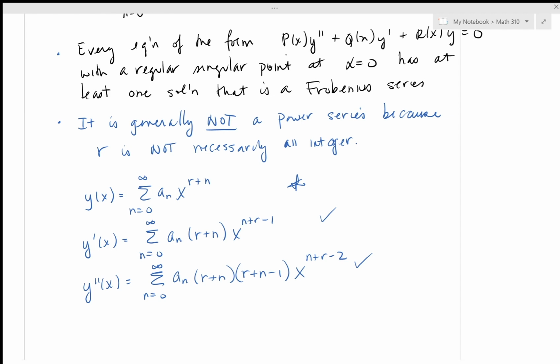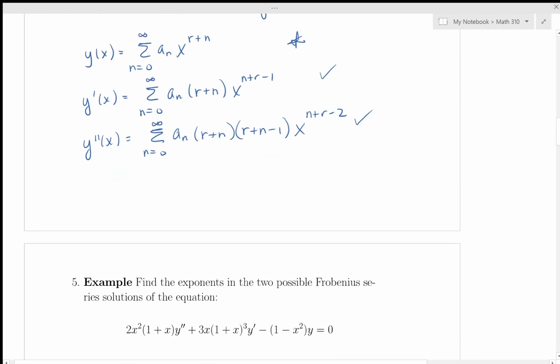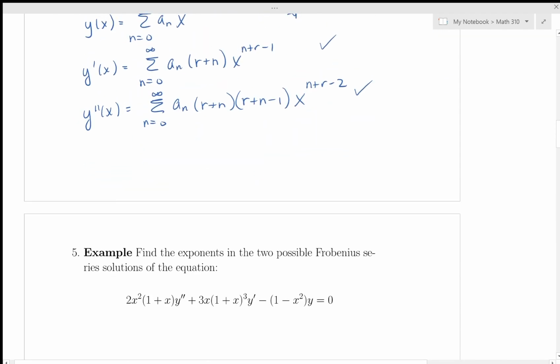Okay, so let us try an example. Here we have a differential equation: 2x squared times (1 plus x) times y double prime plus 3x times (1 plus x) cubed times y prime minus (1 minus x squared) y equals 0. We're first going to try to find the exponents in the two possible Frobenius series of this equation.